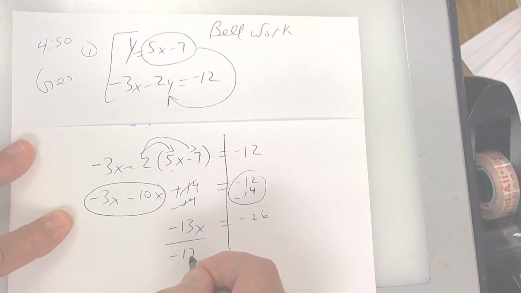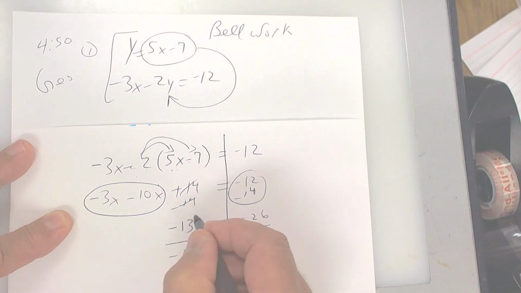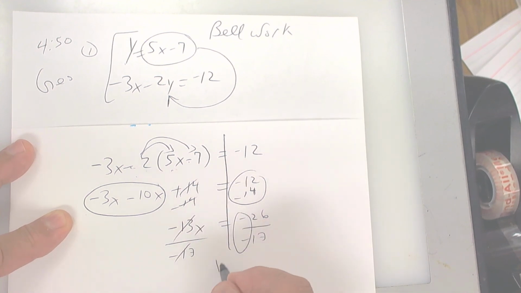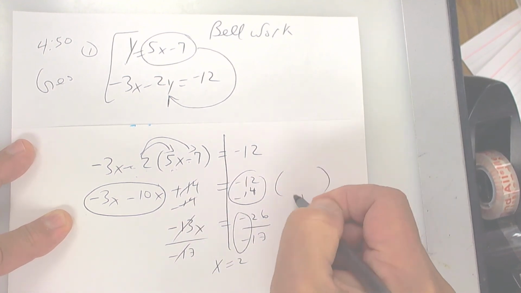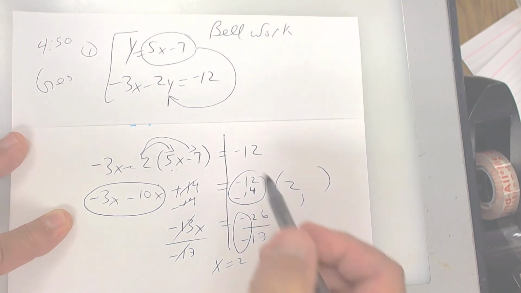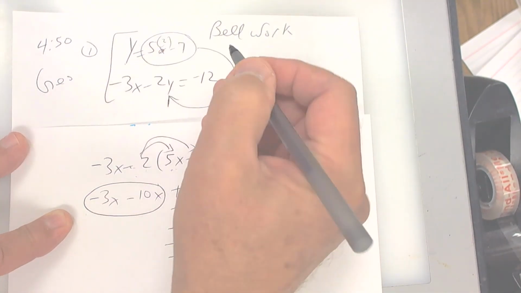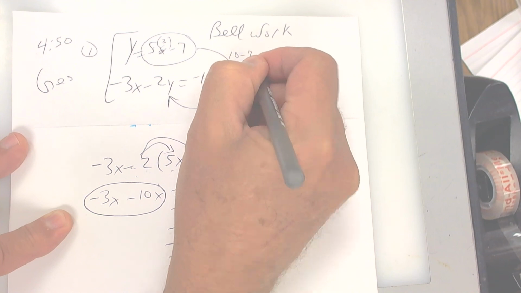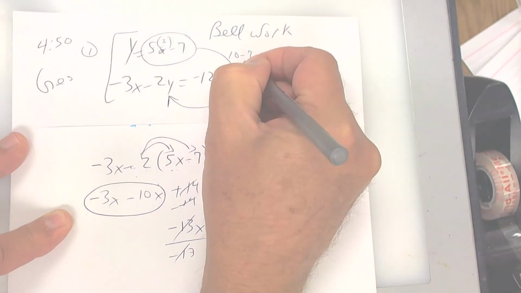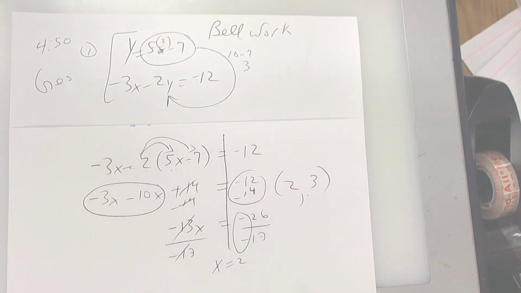I divide by negative 13. And when I do, I have a double negative here, which gives me a positive 2. So x equals 2. And then I go back to my y and put a 2 there. So I get 5 times 2 is 10, minus 7 is 3, and 3 is my y. And that's how you do that. And that's what you're doing today.